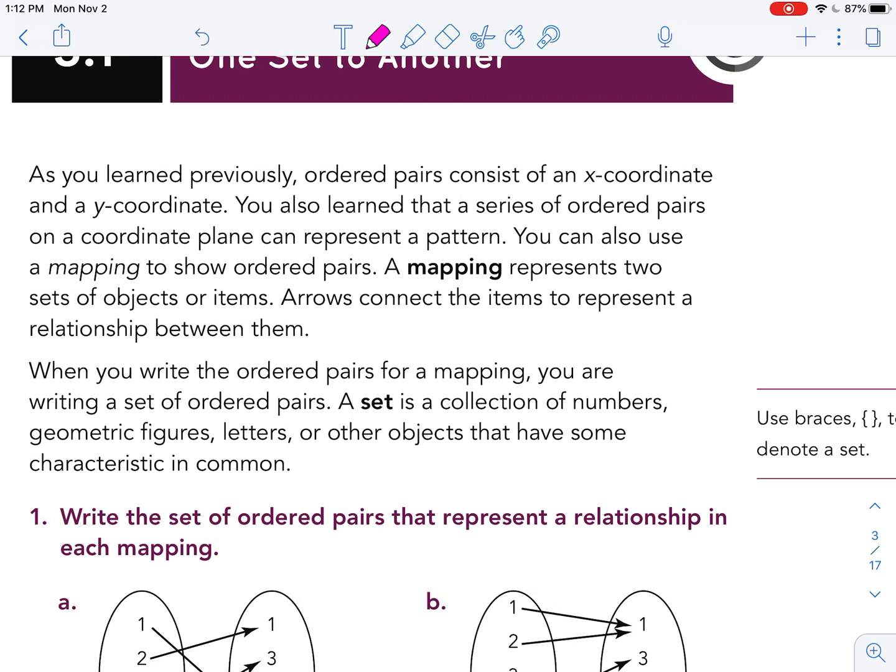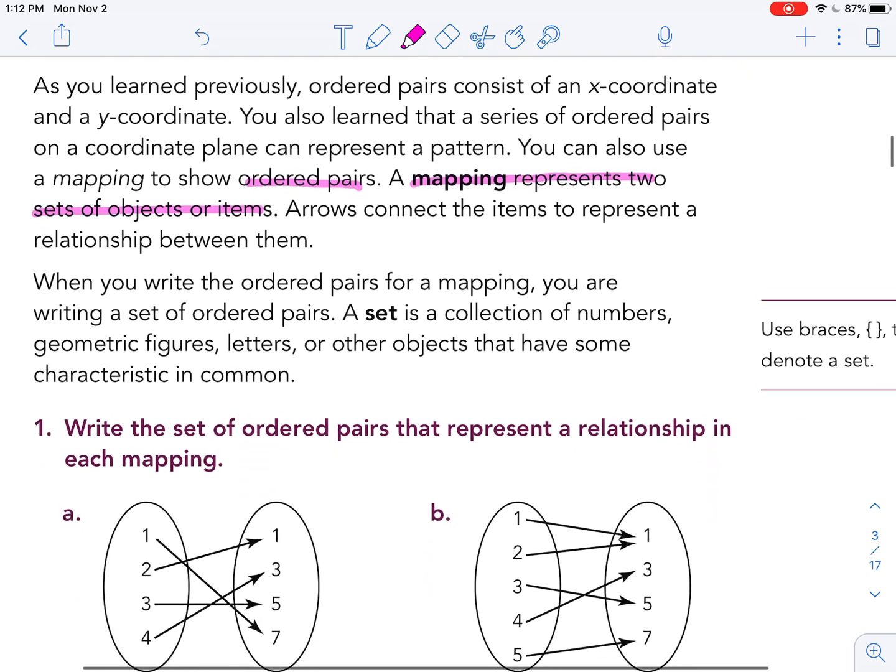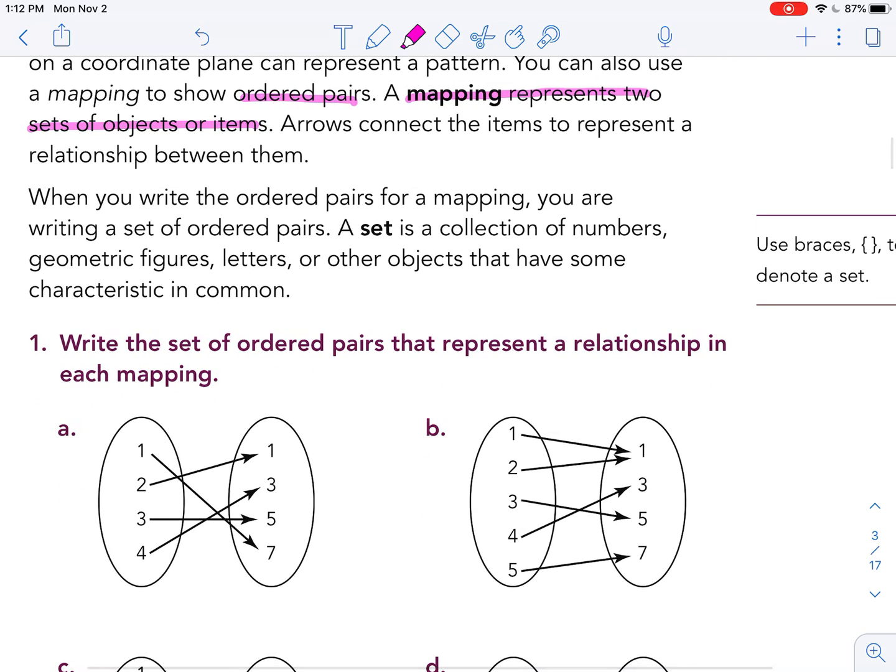But let's look at this. It says you can also use mapping to show ordered pairs. Mapping represents 2 sets of objects or items. The arrows connect the items to represent a relationship between them.